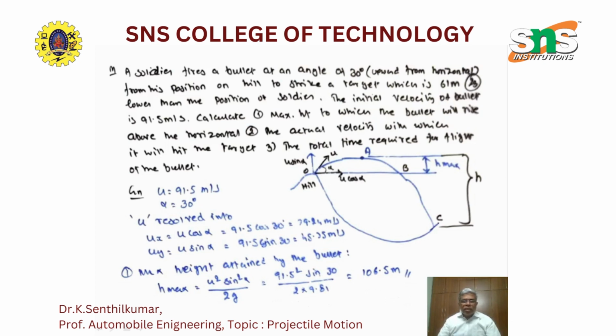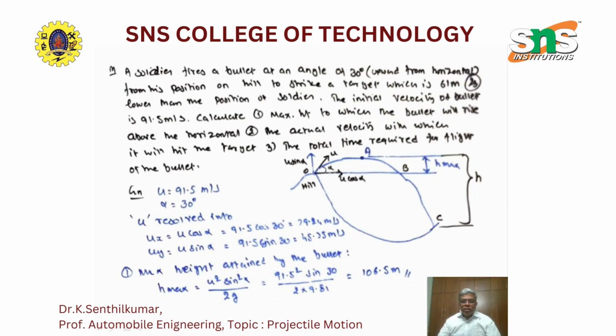A soldier fires a bullet at an angle of 30 degrees upward from horizontal from his position on a hill to strike a target which is 61 meters lower than the position of the soldier. The initial velocity of the bullet is 91.5 meters per second.